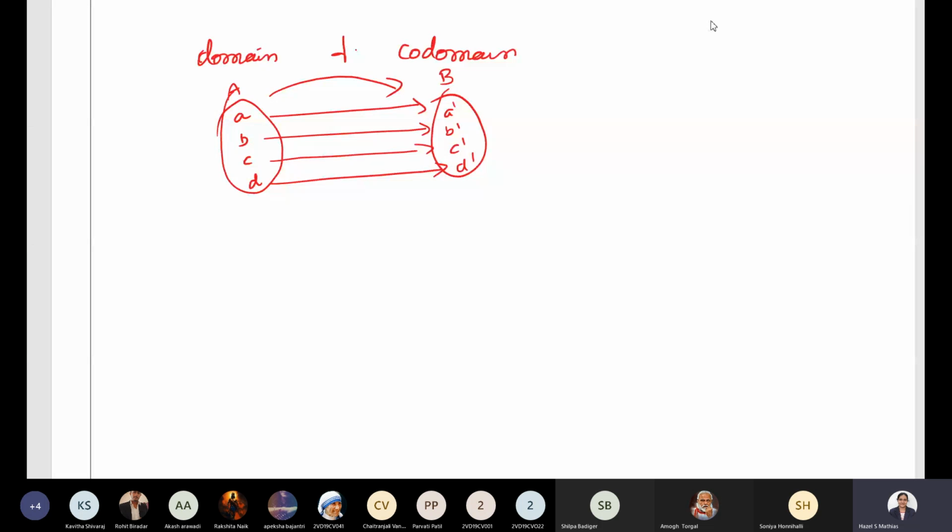You cannot have two images for a single element. That means A cannot be mapped to one more element. Then it is not a function. This should not happen. Every element of A must have a unique image in B. An element of the domain cannot be mapped to two elements in the codomain, or else you cannot define a function. A function is defined only when a unique element is assigned to a unique element in the codomain. So this is regarding functions.